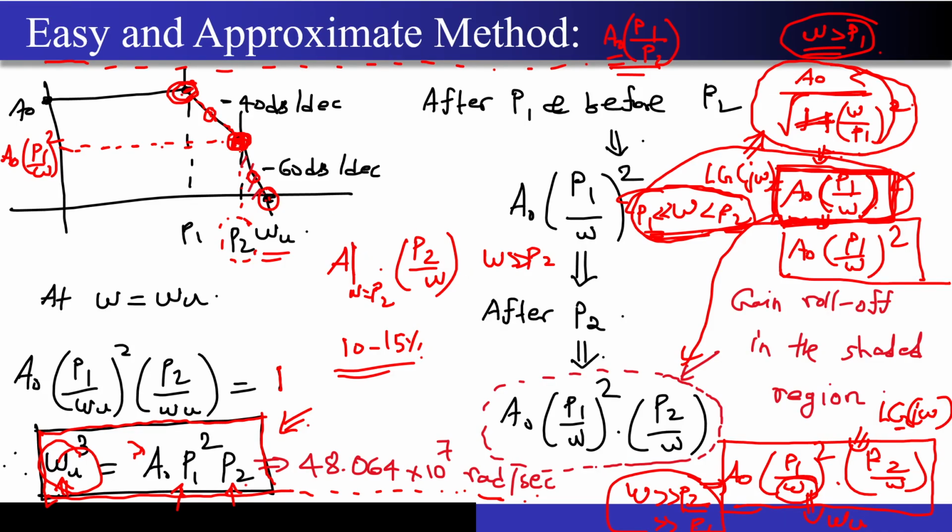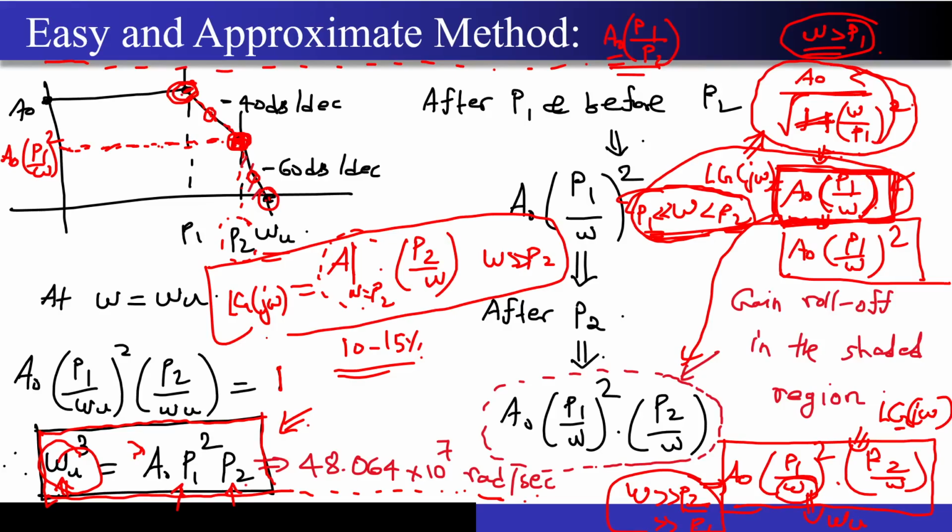Do you agree with this? If I just tell you that some gain is available at the frequency P2, then that gain multiplied by P2 by omega will be nothing but the loop gain expression for frequency ranges where omega is much greater than P2. Are you able to digest this, or is there some doubt? I'm still not able to get it.